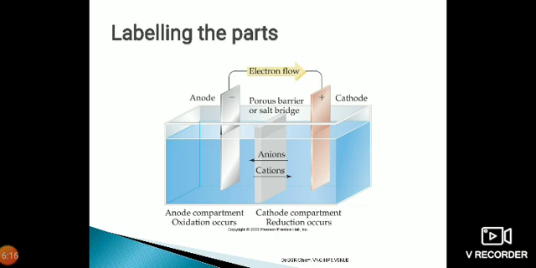And labeling the parts of this Daniell cell, as we discussed earlier, at the LHS the anode will be there, at the RHS the cathode will be there. Anode is the zinc electrode and cathode is the copper electrode, and we have zinc sulfate at anode and copper sulfate at cathode as electrolytes. To make an electrical contact between these two electrolytes, we are using a porous barrier or a salt bridge, and we are observing that because of the movement of charged particles, anions are moving from right to left and cations are moving from left to right.